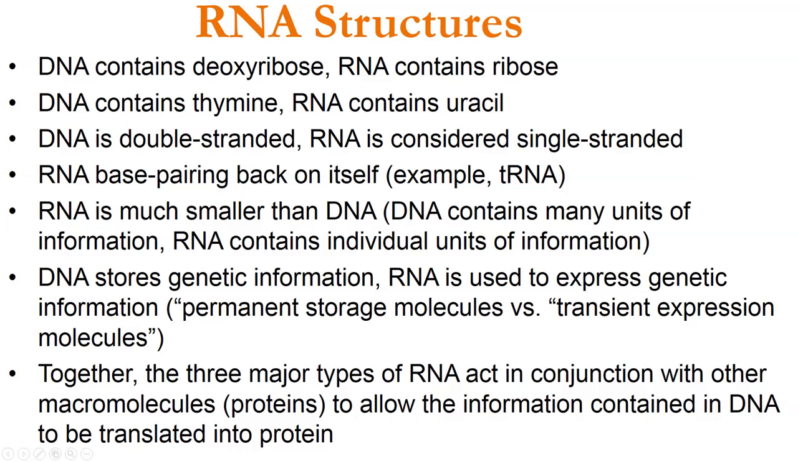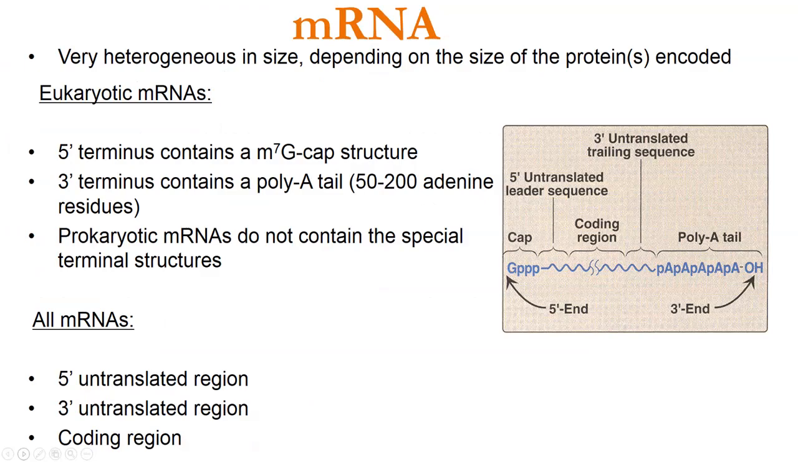So the three types of RNA we're going to talk about are the three major types. There are other types of RNA, but we're just going to talk about the three major types. Together they act with other protein molecules to allow the information in DNA to be translated into protein. That's what we're going to spend a lot of the rest of this week talking about.